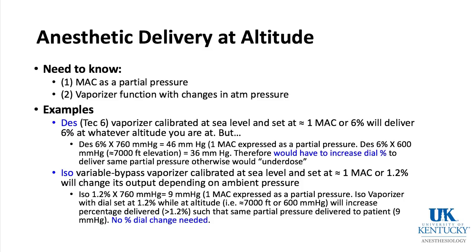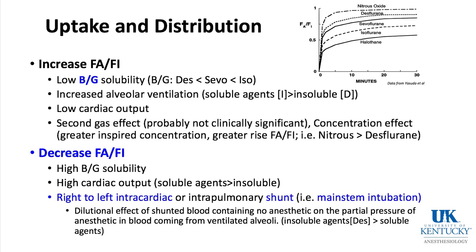Next concept is uptake and distribution, and the graphic on the top right is an FA over FI versus time curve. FA is alveolar, FI is inspired, and when what you are delivering to the patient, inspired, equals what's in the alveolus, then the ratio is 1. And so this is graphically showing the uptake of volatile anesthetics. And you can see that halothane is the slowest uptake, and desflurane and nitrous oxide are very fast uptake.